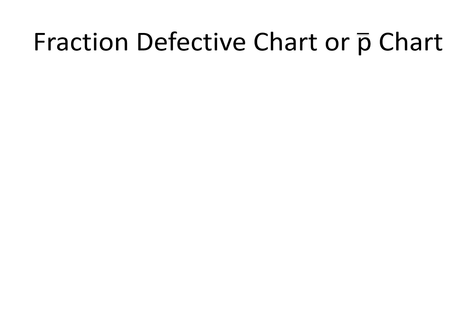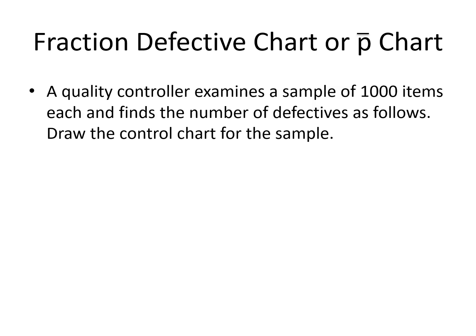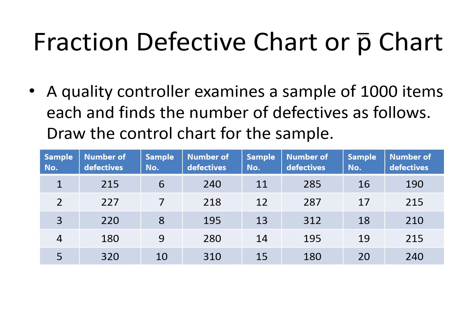So let us try and understand the fraction defective chart, or the P bar chart, with the help of an example. The example being that a quality controller examines samples of 1000 items each and finds that the numbers of defectives are as follows. What we have to do is draw a control chart for the samples. Here, if you see, we have samples numbered from 1 to 20. In the first sample, 215 defective pieces are there. Similarly in the second, 227, in the third, 220, in the fourth, 180, and so on.